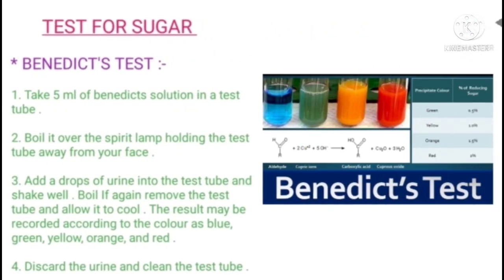Next, test for sugar. Here we have so many tests. First is Benedict's test. At first, take 5 ml of Benedict's solution in a test tube. Then boil it over the spirit lamp, holding the test tube away from your face. Then add 8 drops of urine into the test tube and shake well. Boil again, remove the test tube and allow it to cool. The result may be recorded according to the color: blue, green, yellow, orange and red. Then discard the urine and clean the test tube.